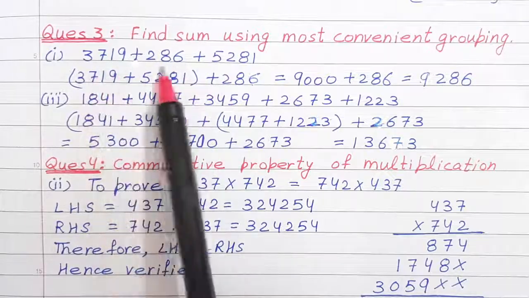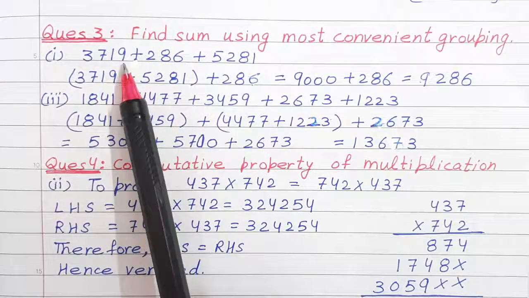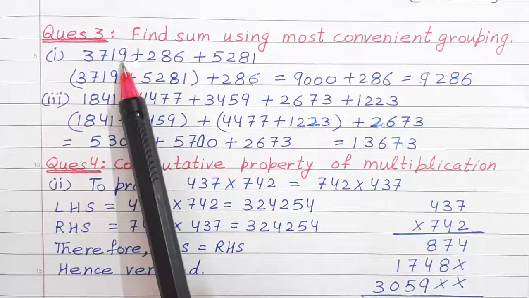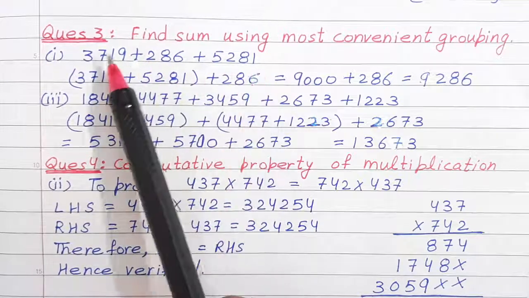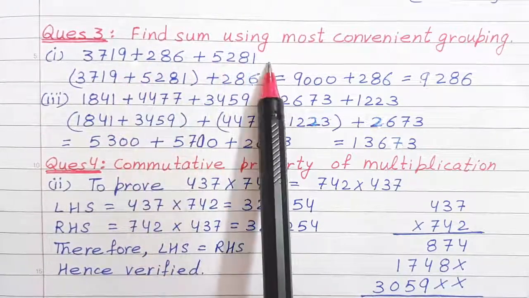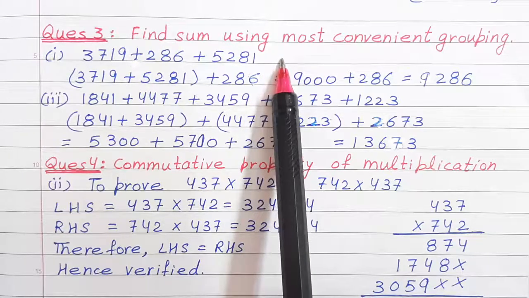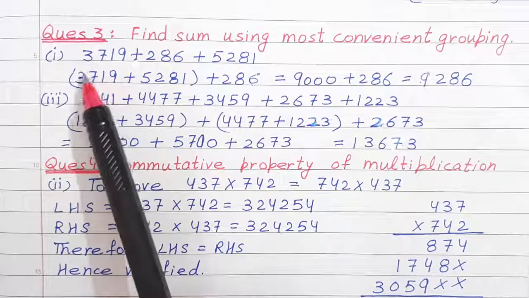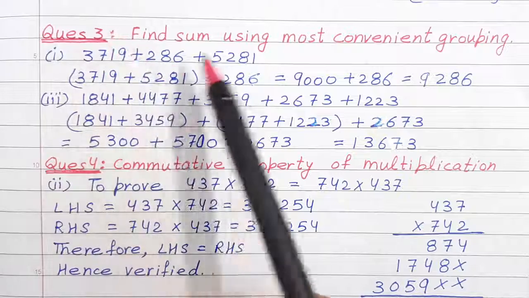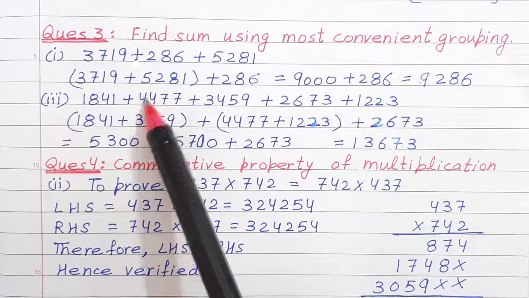You can see there are 3 numbers. So now the last digit here is 9 and here it is 1. 9 plus 1 is 10. So I can easily get 0 in the unit place. So let's take the first and the last together.